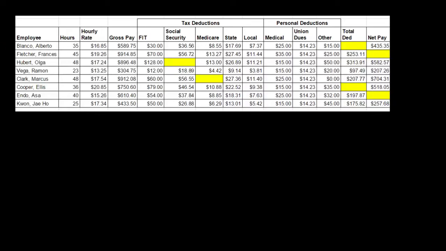Here's the final page of Project 1. Okay, so just a few boxes that you have to fill in here.